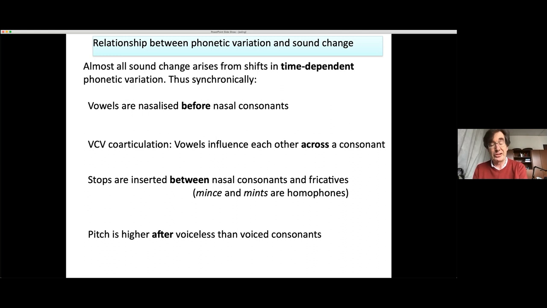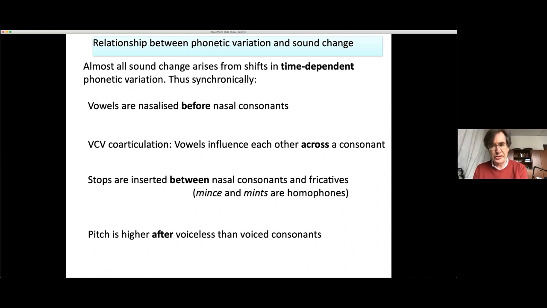We also find in lots of different languages that synchronically it's very difficult indeed to make the transition from a nasal consonant to a following fricative without also producing an intermediate oral stop. And of course, that's why words like mince and mints, or sense, S-E-N-S-E, and cents as in cents and dollars are homophones.